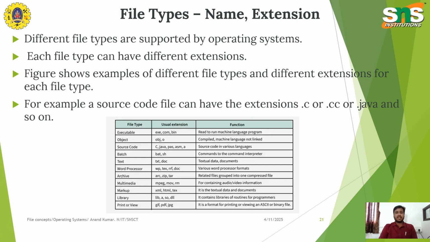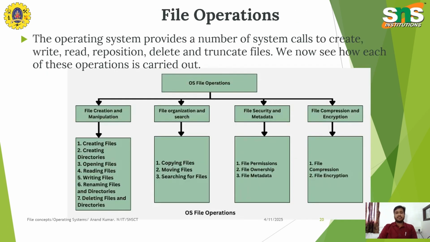And in this class, we'll start with operating system file types, their names, extensions, etc. Before going into the file types, names, and extensions, in the last class we saw file operations. Regarding operating system file operations, they have been divided into four categories: file creation and manipulation as the first category, second is file organization and search, third is file security, and of course the metadata used. Regarding the fourth category, file compression and encryption techniques have been discussed.